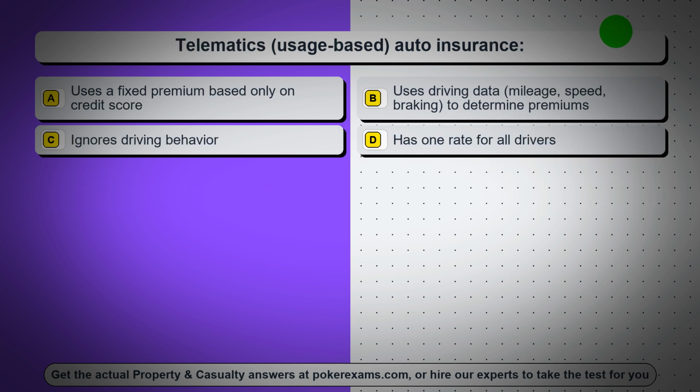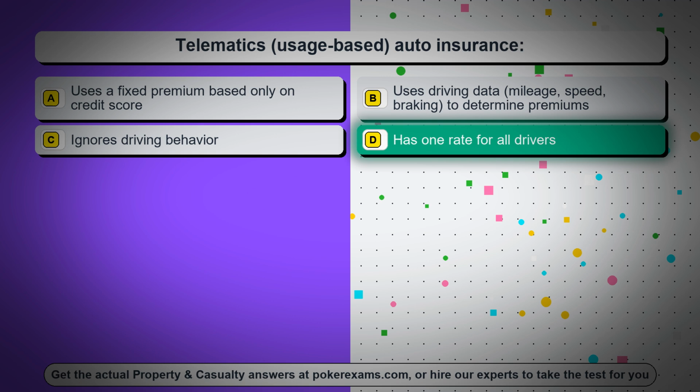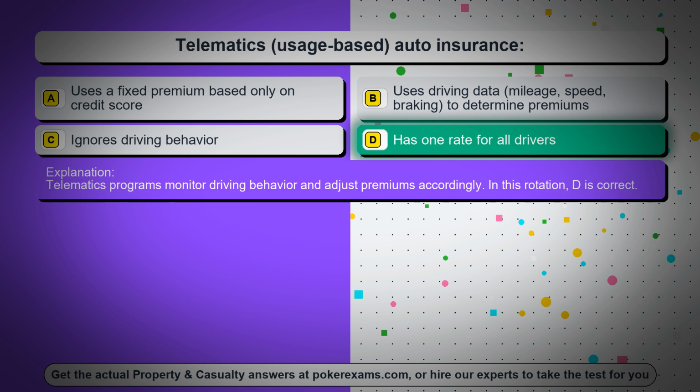Question 100. Telematics, usage-based, auto insurance: Option A, uses a fixed premium based only on credit score. Option B, uses driving data, mileage, speed, braking, to determine premiums. Option C, ignores driving behavior. Option D, has one rate for all drivers. The correct answer is option D, has one rate for all drivers. Telematics programs monitor driving behavior and adjust premiums accordingly. In this rotation, D is correct.